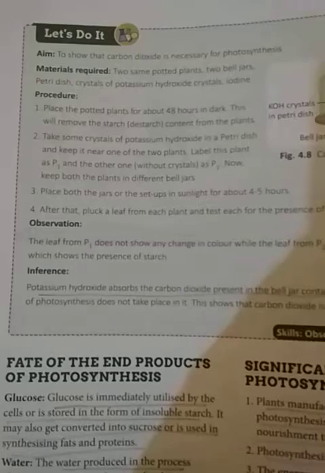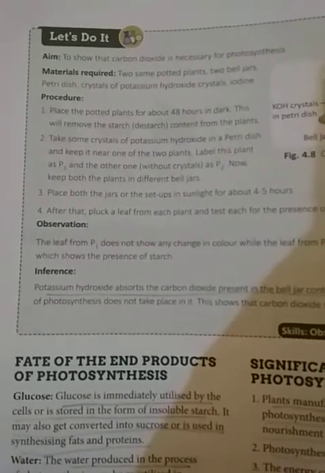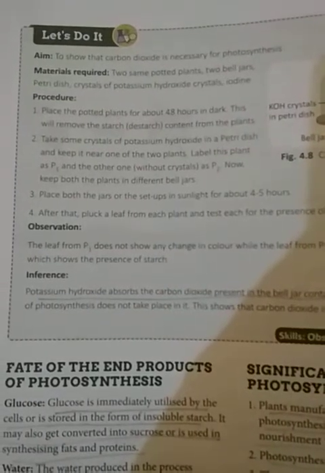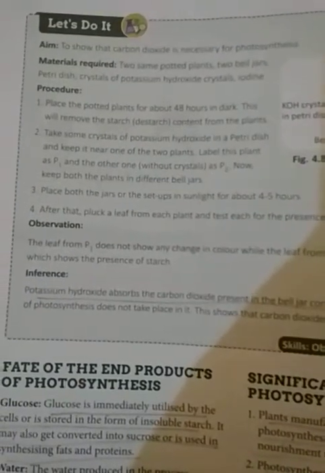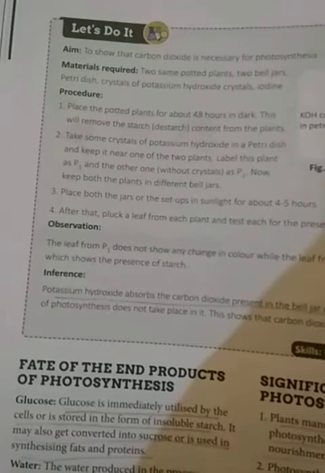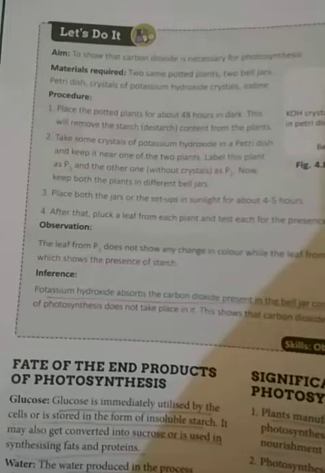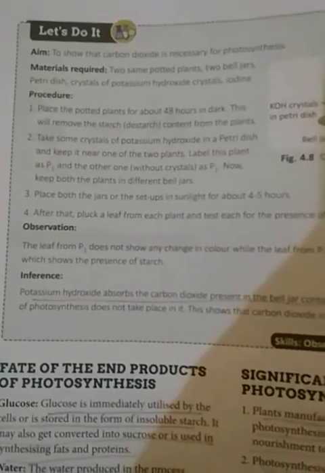Then you have to put them in bell jars and keep them in a totally dark room for 48 hours, okay. Then in one of the jars you put KOH, and label it as P1, and label the other jar as P2, okay. KOH means potassium hydroxide, okay. And then after 48 hours in the dark, you have to place these two jars in sunlight.